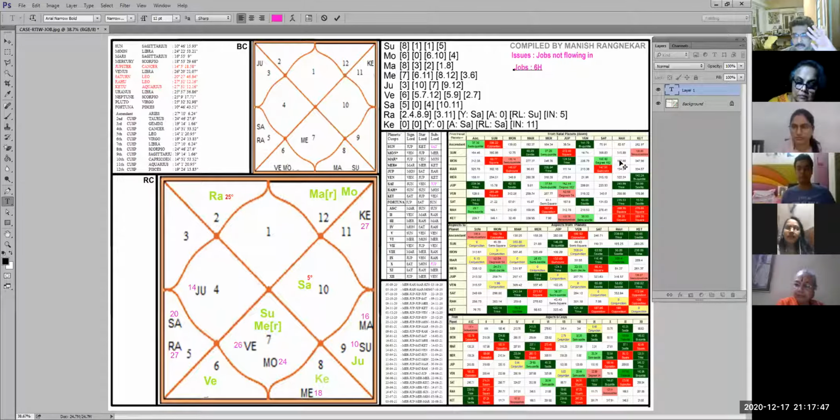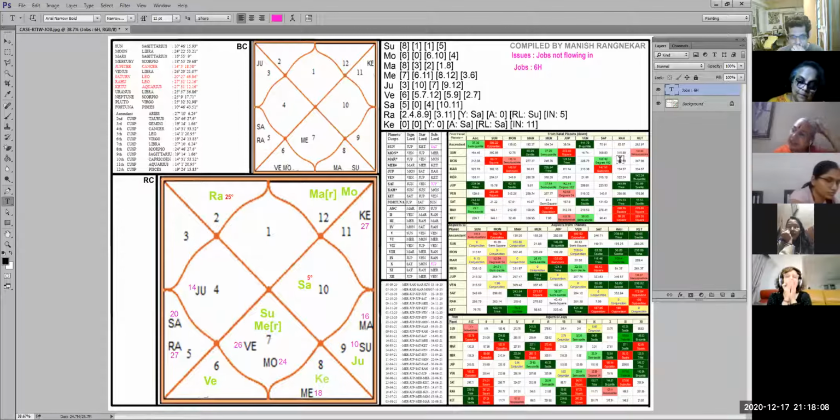Okay, Rashmi, jobs is the 6th house, business is the 7th house, and the 10th house is your occupation. But one thing, Manish: the sixth is for diseases as well, right? It's also for litigation, for debts, and for enemies also. There are many significators in that. So I think we need to know these significations in order to at least identify.